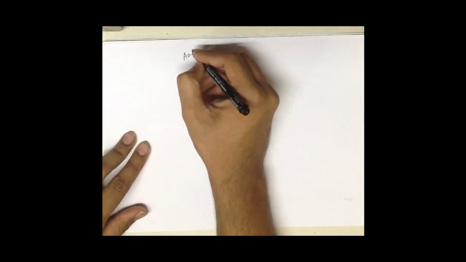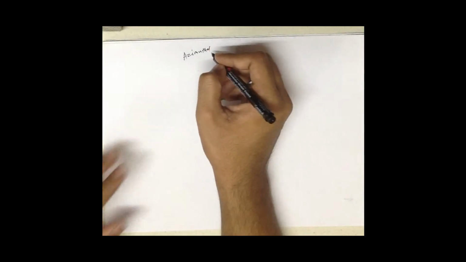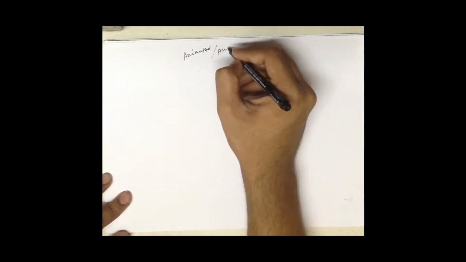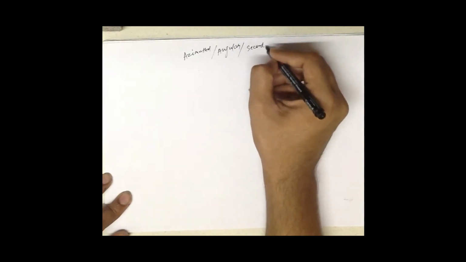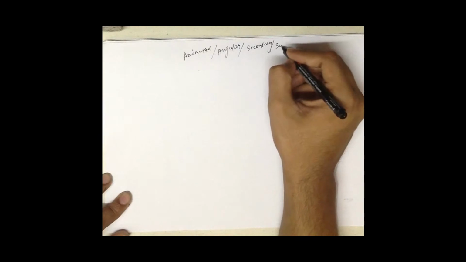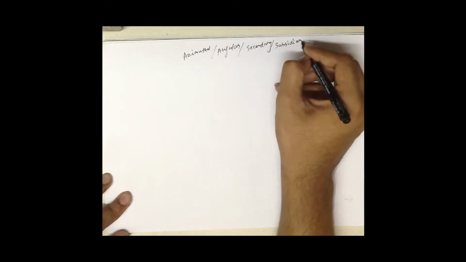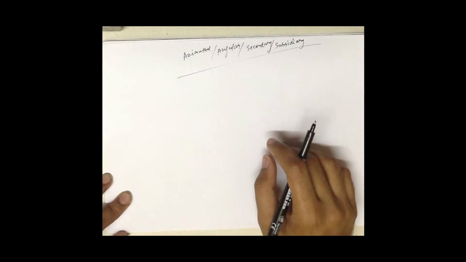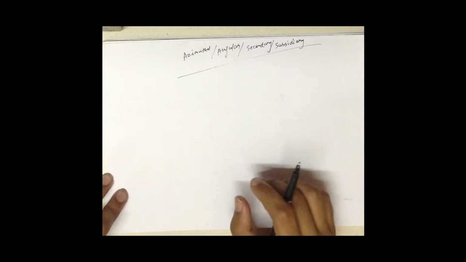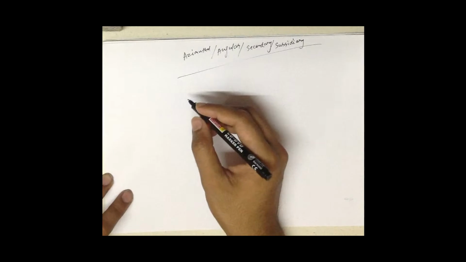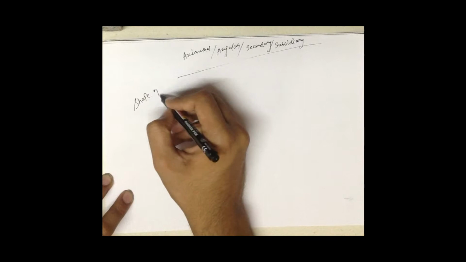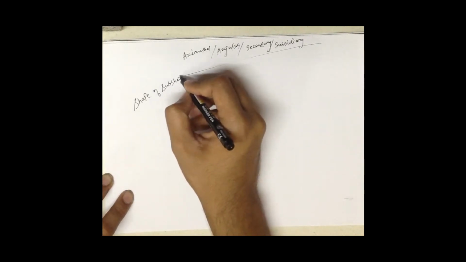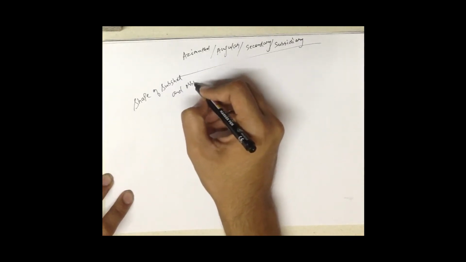Now, second is the azimuthal quantum number. Azimuthal, or we can call it angular quantum number, or secondary quantum number, or subsidiary quantum number. So these are the four names that are given to the same quantum number. This represents the shape of the subshell and the orbital. Now I'll tell you how.